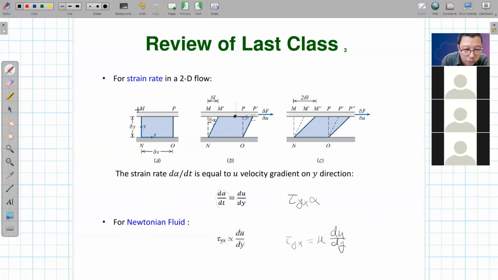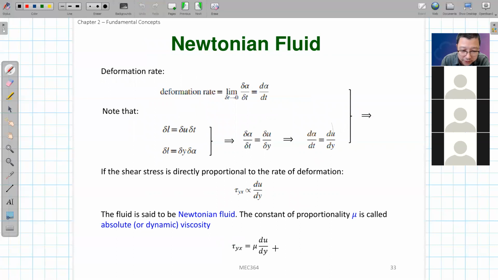We showed that this is only for 2D flow, and if you have a u velocity gradient, then tau yx itself means the shear stress on the surface with normal in the y direction and in the positive x direction. If it's a positive value, it will be equal to mu du dy. So this force here tries to drag the fluid. This is tau yx. And this is the so-called Newtonian fluid.